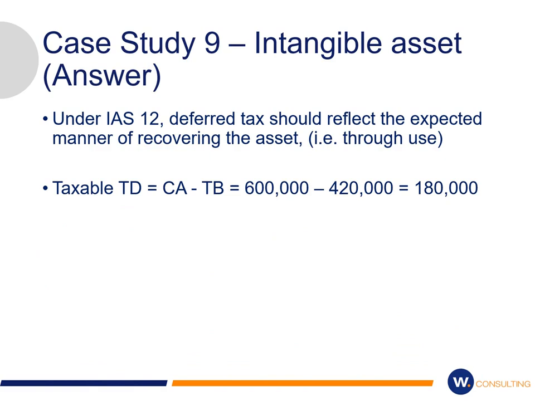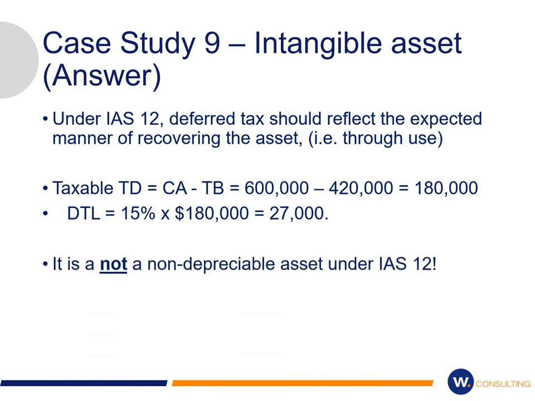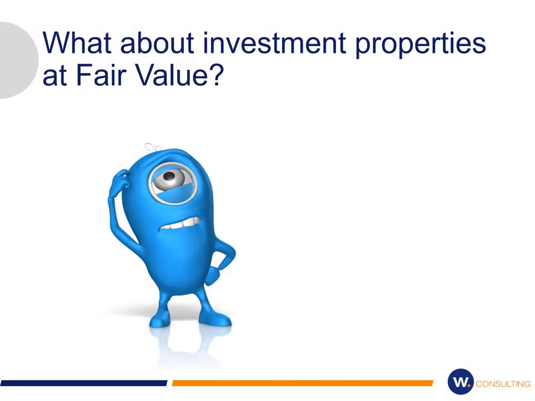Our taxable temporary difference is 180,000. Deferred tax of 15% times 180,000 is 27,000. It is not a non-depreciable asset under IAS 12. Unlike, say, land, which is a non-depreciable asset, where in terms of accounting logic we're not saying that land will end up being of zero value. In terms of IAS 12, we're saying it's not depreciable, so deferred tax would result.